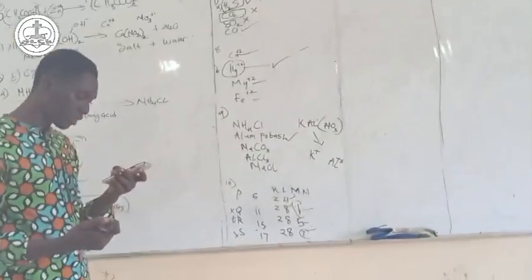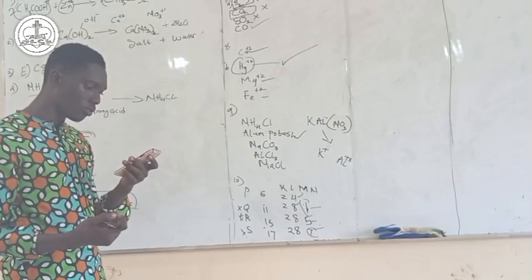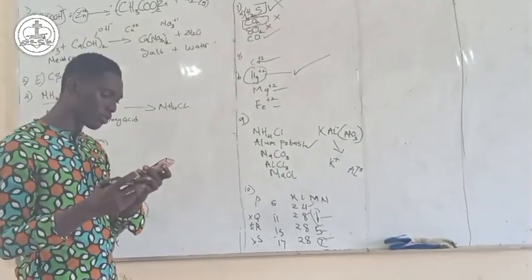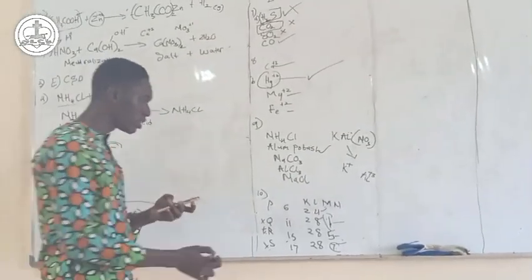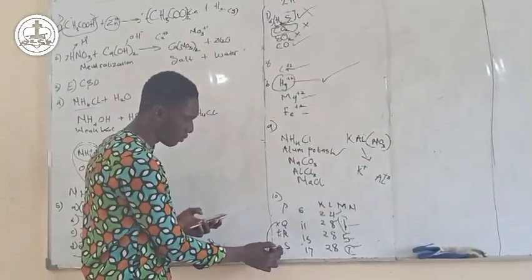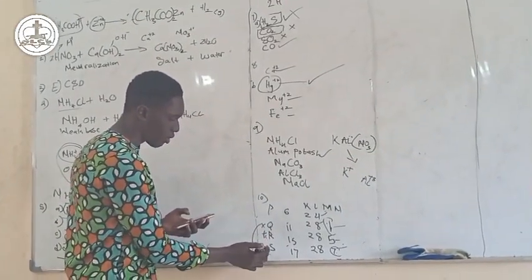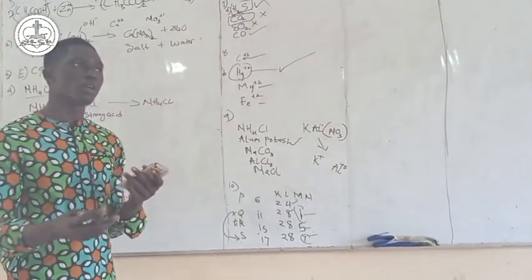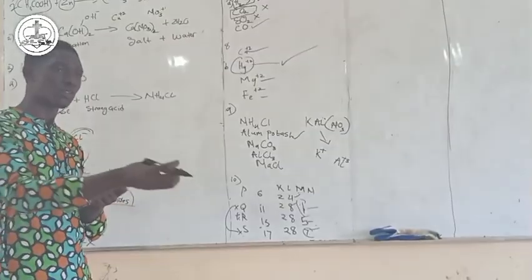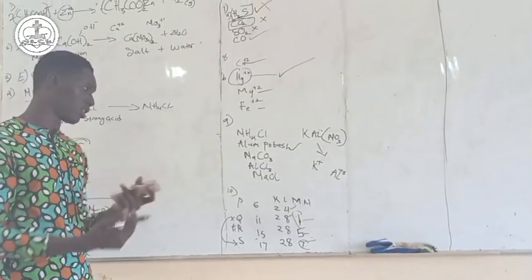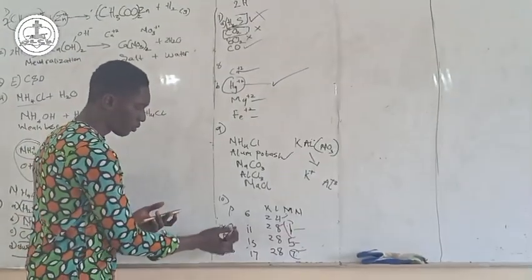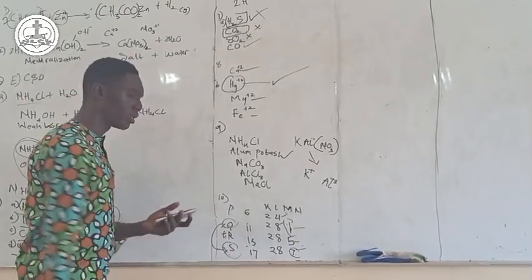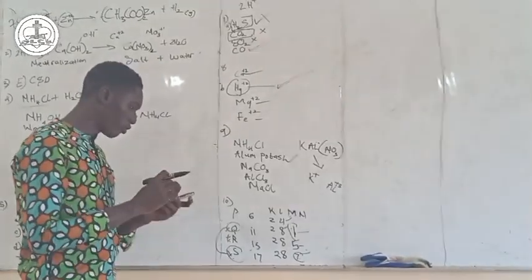It has to receive. Then D says Q will form an electrovalent bond with S. Yes, that is the correct pair. We know that an electrovalent bond is formed when there is transfer and acceptance of electrons. So these are the two elements that can form electrovalent bonds. So we move to the next question.